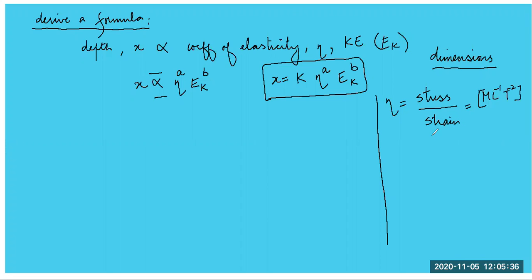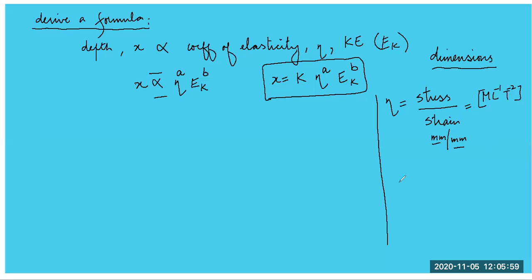Some foreign authors write the strain like delta m by m, so again the MLT will not exist. All MLT will be 0, 0, 0 for strain, right? Because it is the same unit divided by the same unit. So for stress, force by area, force is MLT^-2 divided by area L^2. So it will be ML^-1 T^-2.